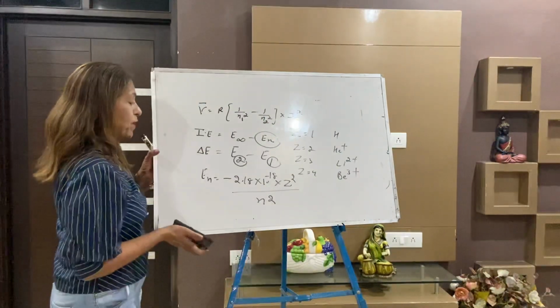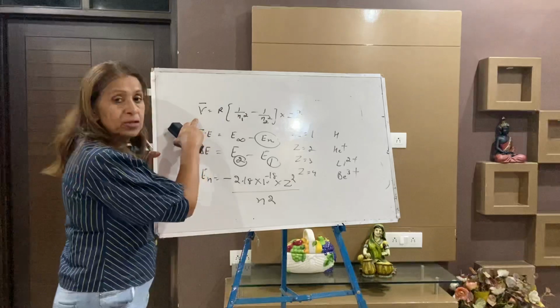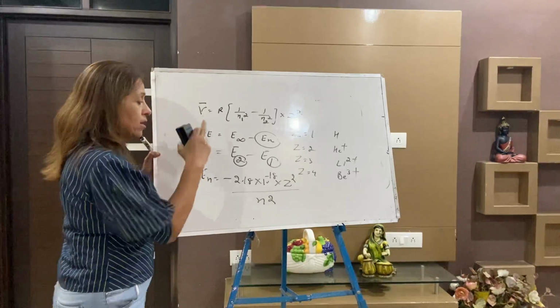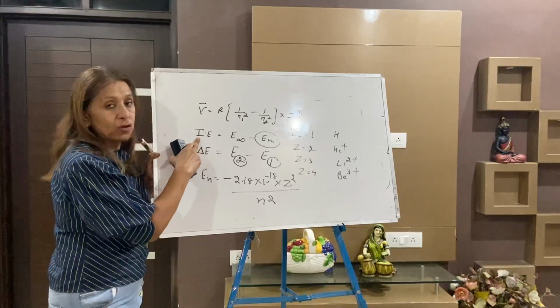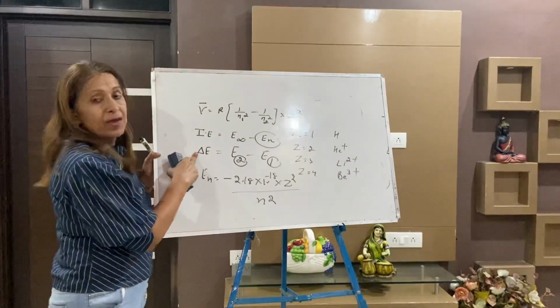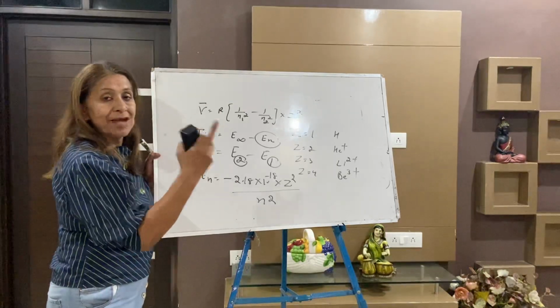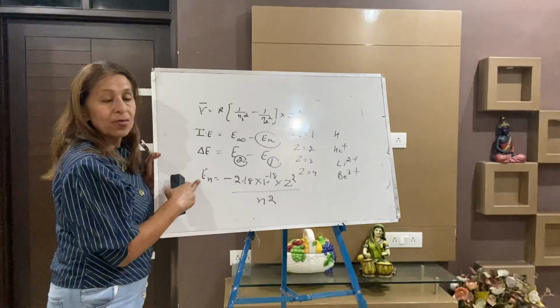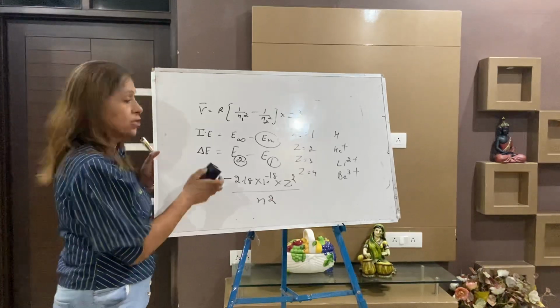Now, what after wave number? This formula you will use when there are spectral lines mentioned in the numerical. This formula you will use when you want to remove the electron. This formula you will use when electron jumps from this level to this level. This formula you will use when you want to calculate the energy of electron in any shell.